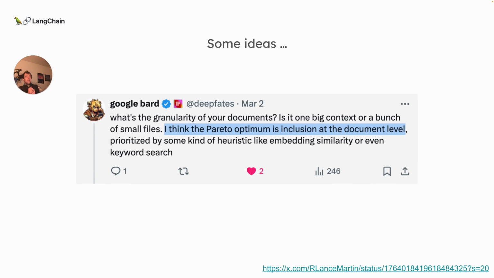I put this out on Twitter. I think there are some reasonable points raised. I think inclusion at the document level is probably pretty sane. Documents are self-contained chunks of context. What about document-centric RAG? So no chunking, but just operating on the context of full documents.